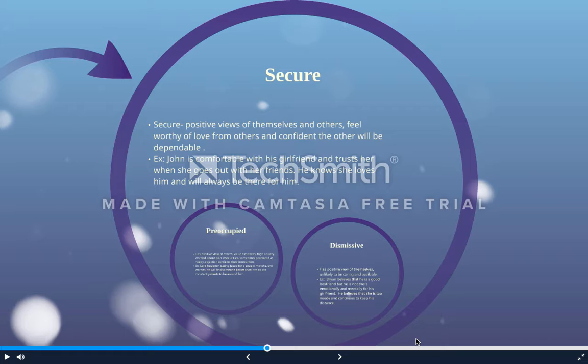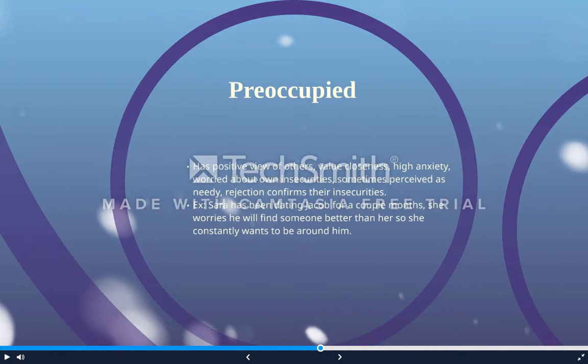Next, we will look at preoccupied attachment style, also known as anxious attachment style. Preoccupied attachment is the positive view of others. These individuals value closeness but have high anxiety and constantly worry about their own insecurities. They are sometimes perceived as needy, and rejection confirms their insecurities.